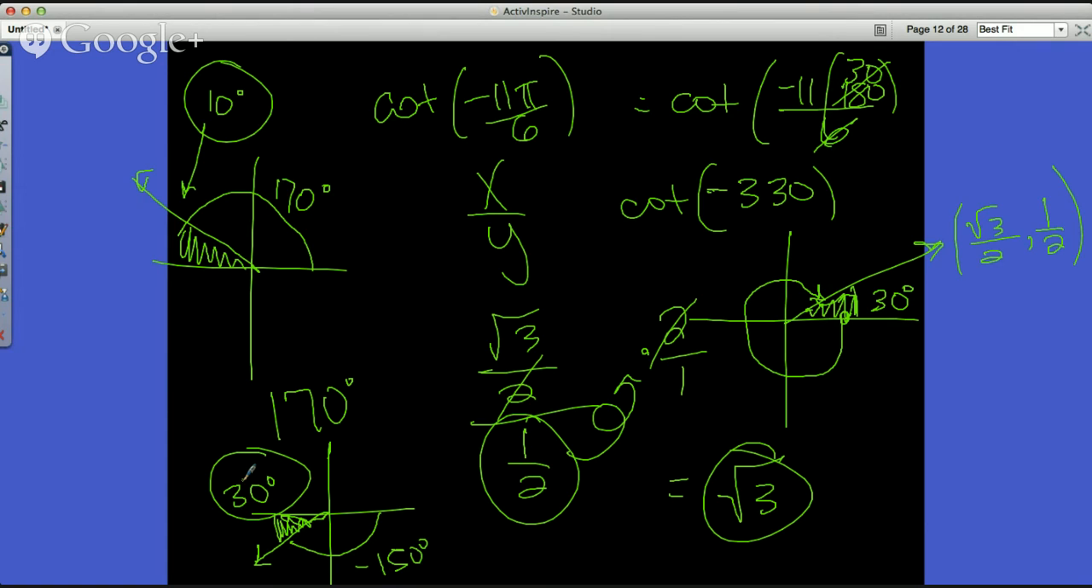Okay, I have a question. Yeah, Morgan? In order to get it from 11 pi over 6 to 330, you have to multiply by 180. 180 goes in for pi to go from radian form to degree form.